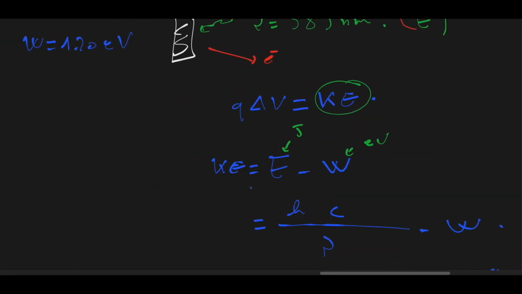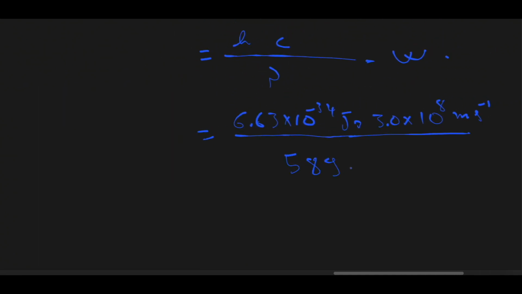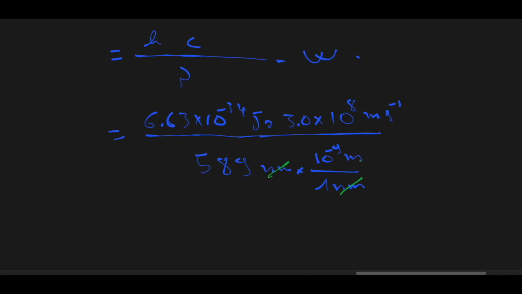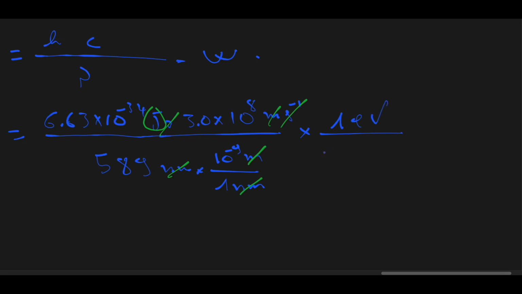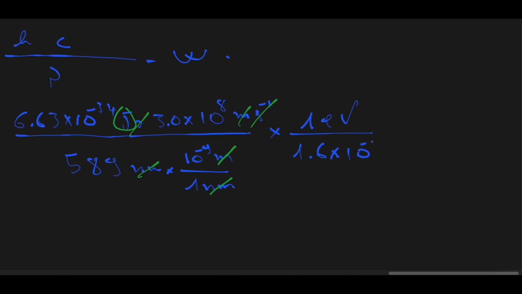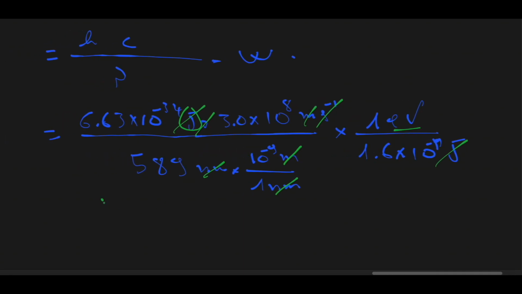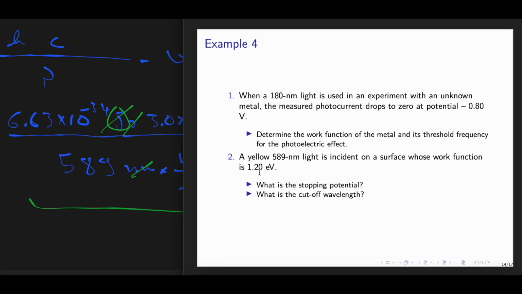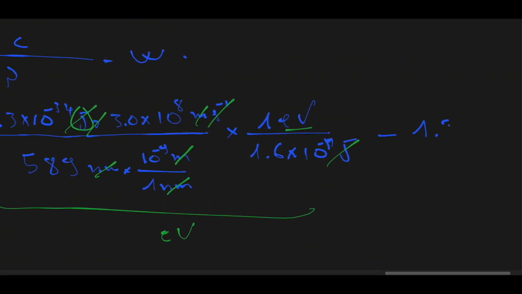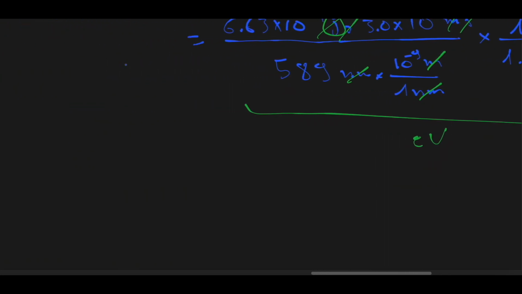Here we have to replace, and here we have the wavelength, which is equal to 589 nanometers, times, we have to convert nanometers to meters. Now we have to cancel all these units, meter with meter. We have the joule, and we convert the joule unit to the electron volt. So we know that 1 eV is equal to 1.6 times 10 to the negative 19 joule. So we have canceled the joule. At the end we have this part in eV minus the work function, which is equal to 1.20 eV, and we get a value here.